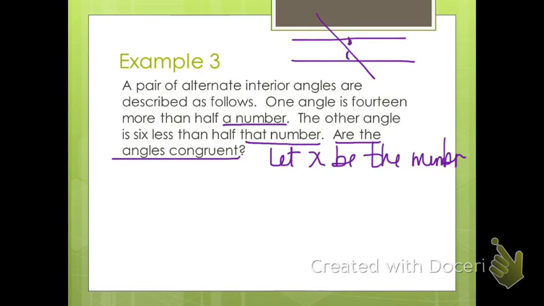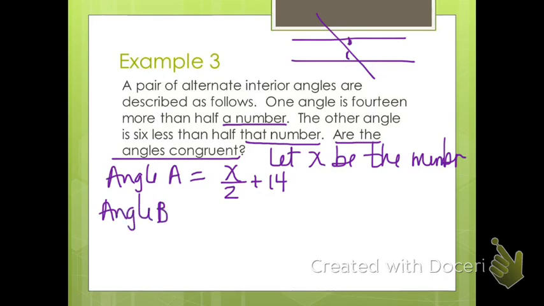So let's call our angles angle A and B. Angle A is equal to, we'll let that be the first one. One angle is 14 more than half a number. So half my number would be x divided by 2. 14 more than that would be plus 14. Angle B is similar. It's 6 less than half that number, the same number. So it would be half of the number minus 6. And so here are the measures of my two angles in terms of this variable.